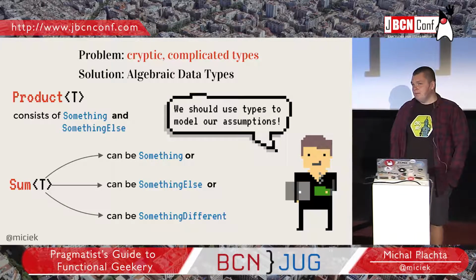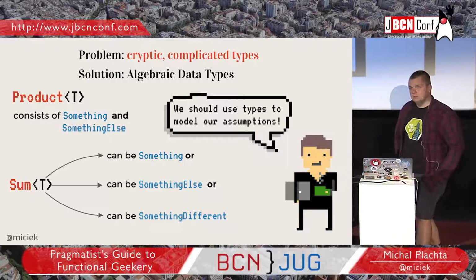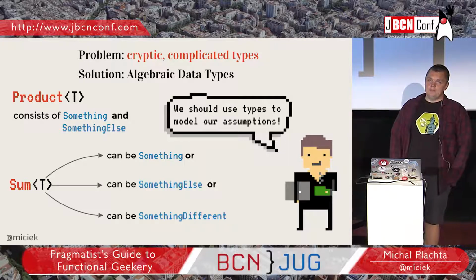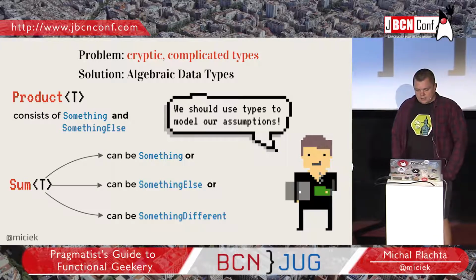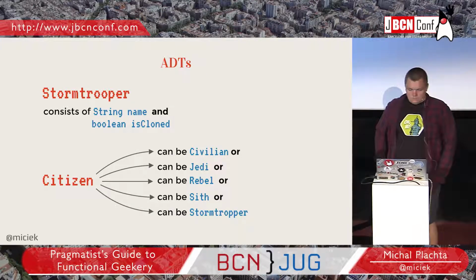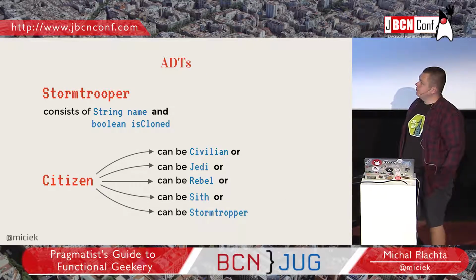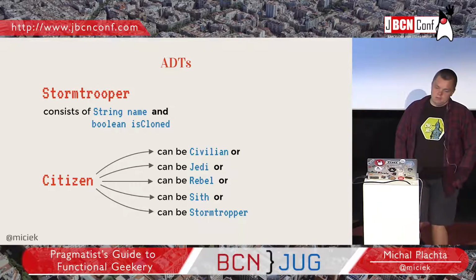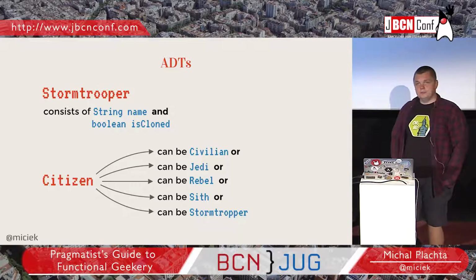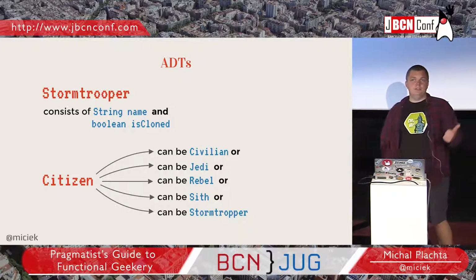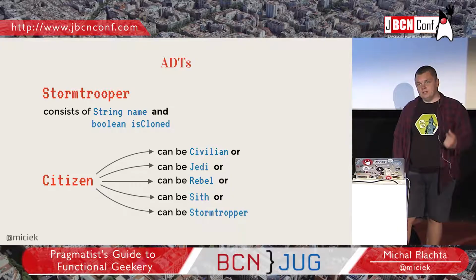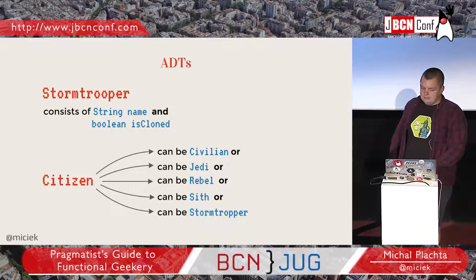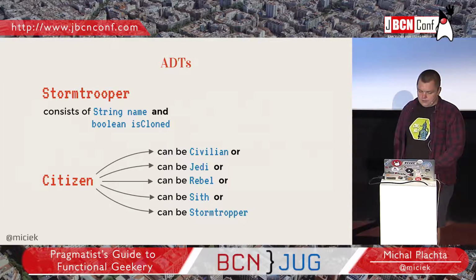On the other hand, a sum type is more similar to an enum, so it can be one of several concrete subtypes at once. So, for example, Stormtrooper is a product type of string and boolean. We have already seen it. It's just a product type. And citizen is a sum type of either civilian, Jedi, rebel, Sith, or Stormtrooper. Okay, and option is a sum type of some or none, and try is a sum type of success or failure. So as you see, sum types, ADTs, are used throughout the whole thing.